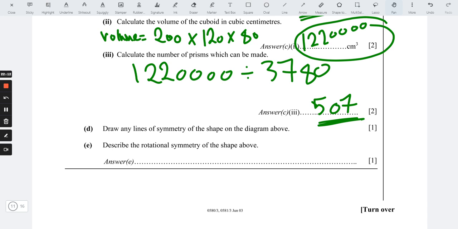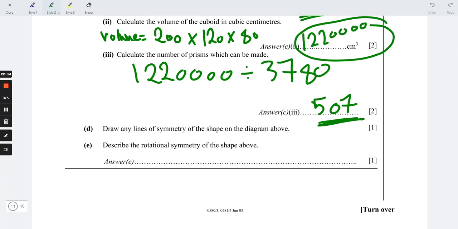So here we have order 1, because any shape has a rotation with 360 degrees, so 1 order.